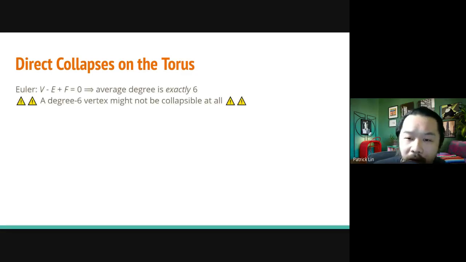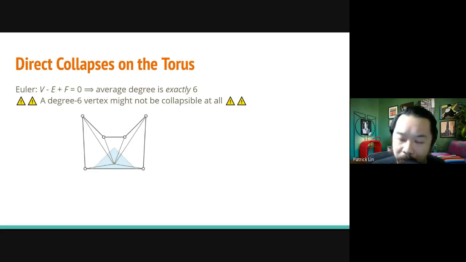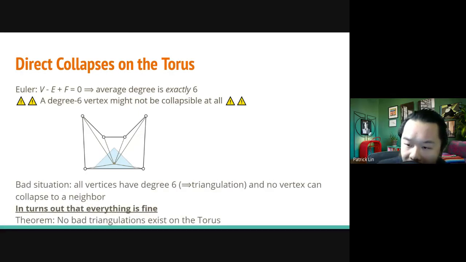Except we are immediately stymied by the fact that Euler's formula for the torus implies that we might have average degree exactly 6, and hey, look, here's an example of a vertex with degree exactly 6 and its neighborhood, and this blue region that this vertex can move around in, and we find that we cannot do a direct collapse here. Okay, so it looks like we're stuck, especially if we're in the situation where every vertex is degree 6, right? It turns out everything is fine.